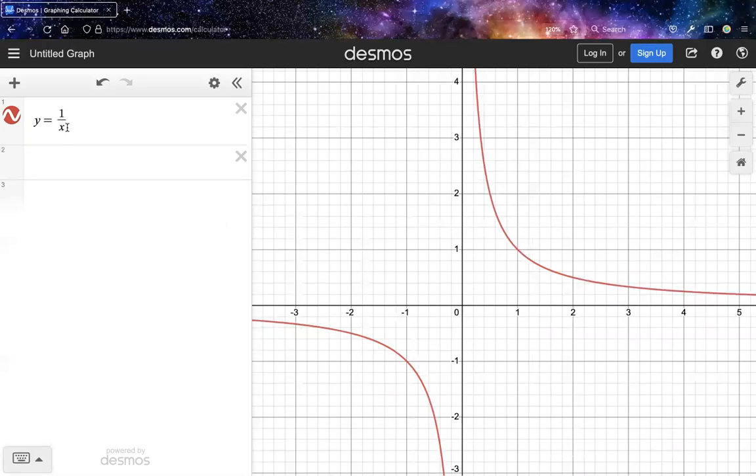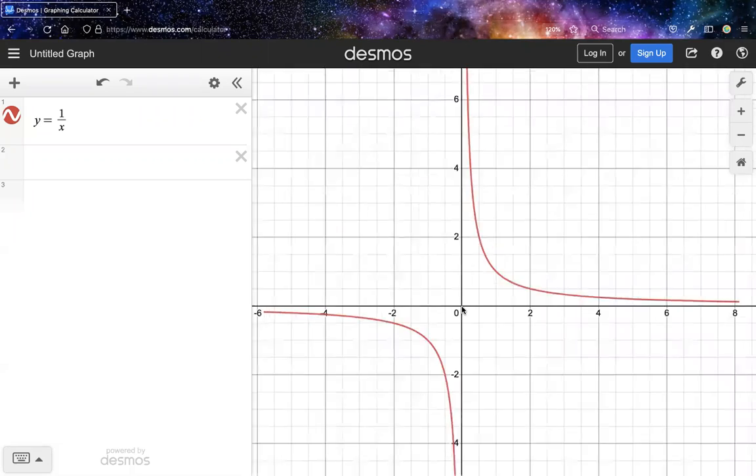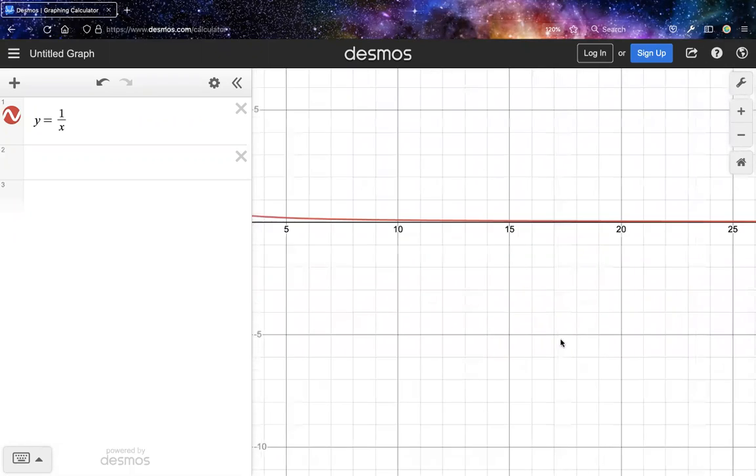Y is inversely proportional to x. So as x gets bigger, 1 over a very big number, y gets smaller. Similarly, as x gets very, very close to 0, it is a fraction, and 1 over a very small fraction is a very big number. So y gets bigger. So you have this symmetrical curve here.